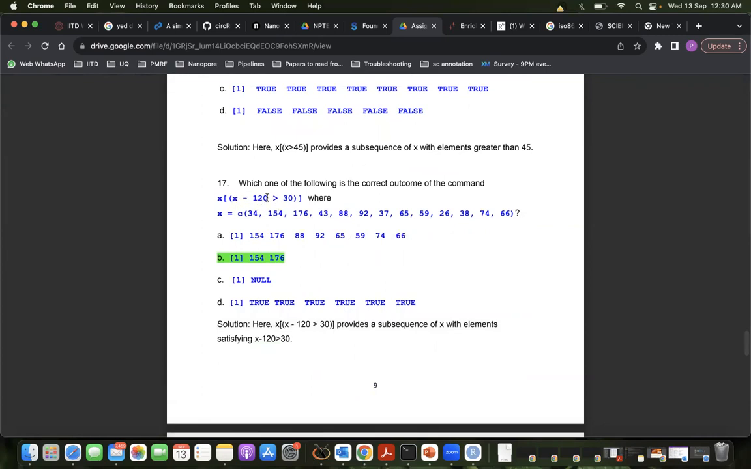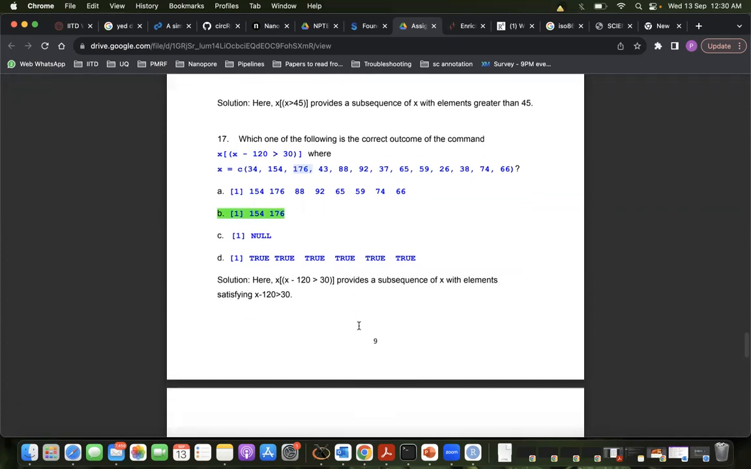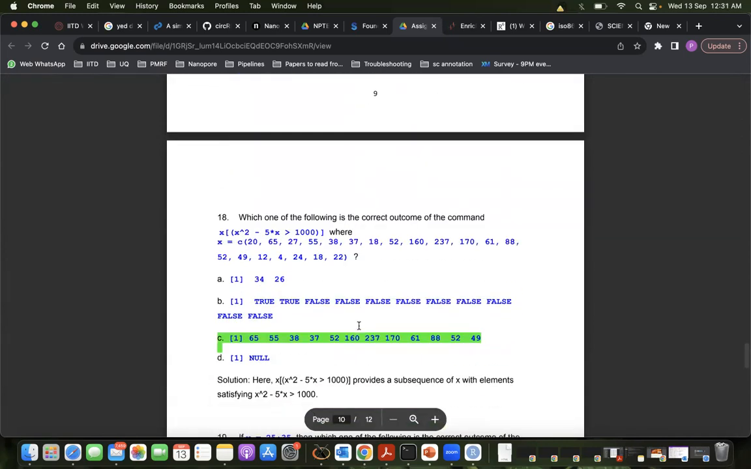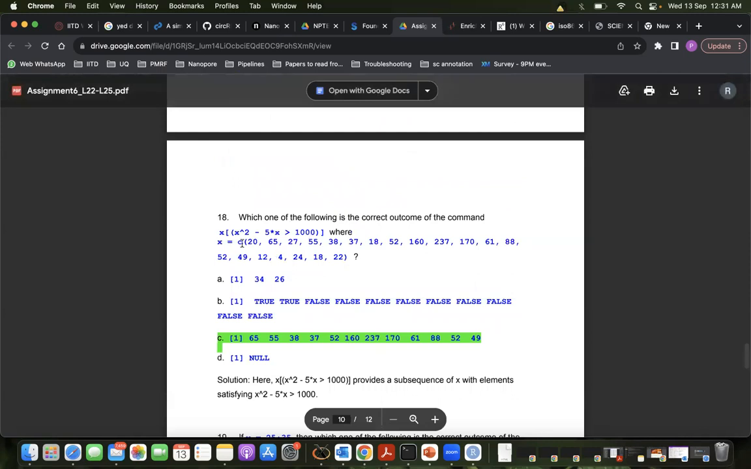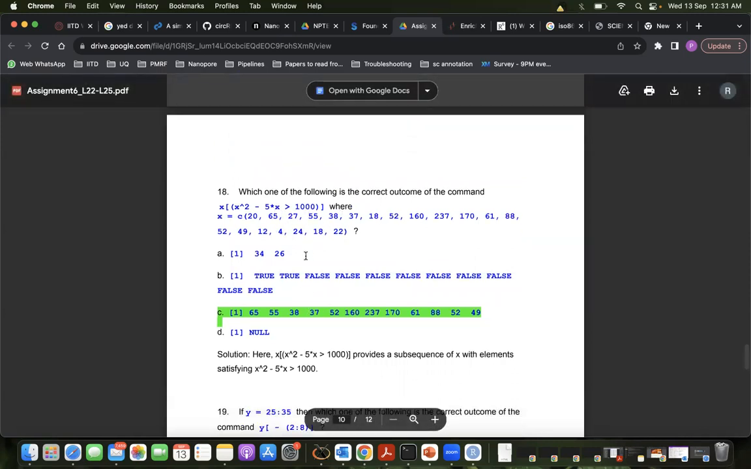Again, x minus 120 is less than 30. Wherever this is satisfied, so basically wherever x is greater than 150, you'll get those answers. Which of the following is the correct outcome? Again, just a little more complicated, but it's the same thing.